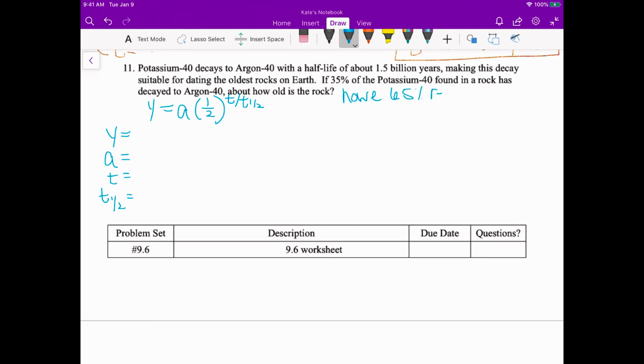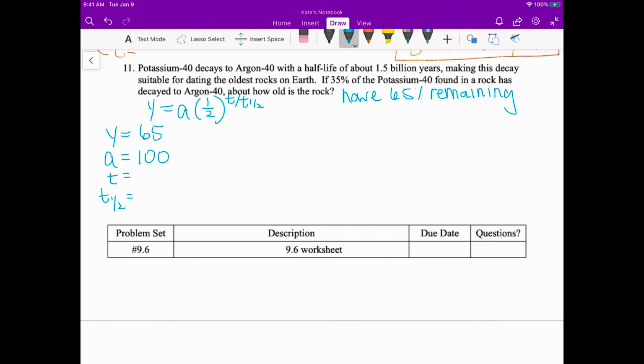So if we look at this, it says that 35% has decayed, which means that you have 65% remaining. So what I like to do is just say, okay, let's say we started, when we're dealing with percentages, make it nice and easy. We're going to start with 100 grams. Since we have 65% remaining, 65% of 100 is 65, so our remaining amount would be 65.